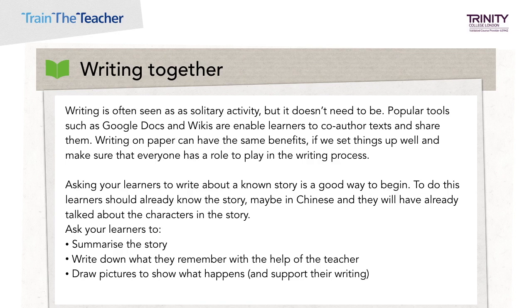Asking your learners to write about a known story is a good way to begin. To do this, learners should already know the story, maybe it's in Chinese, and they will have already talked about or understood the characters and maybe the main events in the story. You could then ask your learners to summarize it, write down what they remember with the help of the teacher, or draw pictures to show what happens and then write short captions. They could also write speech bubbles for text.